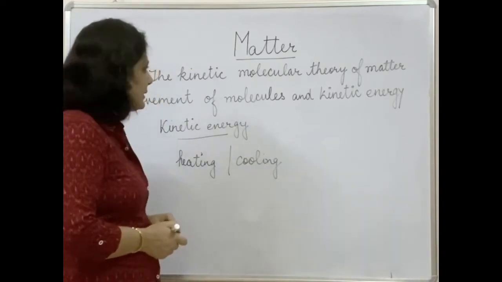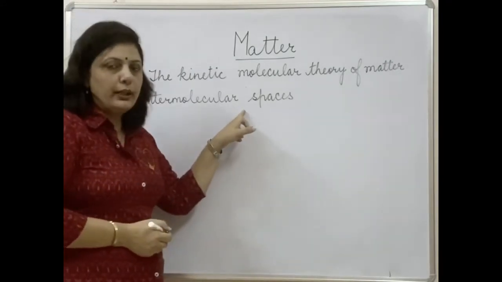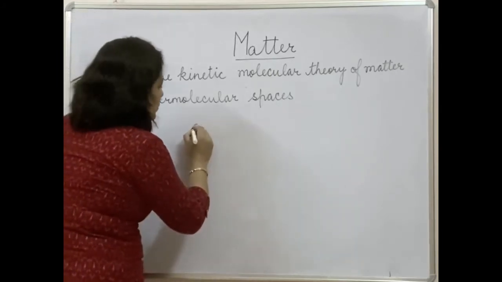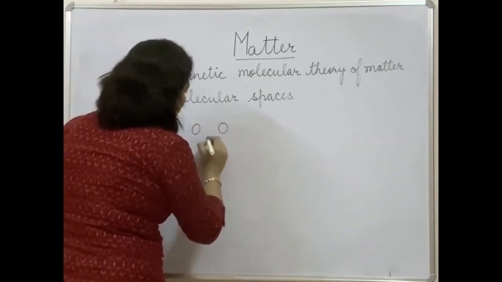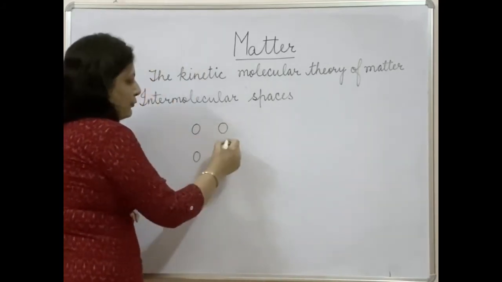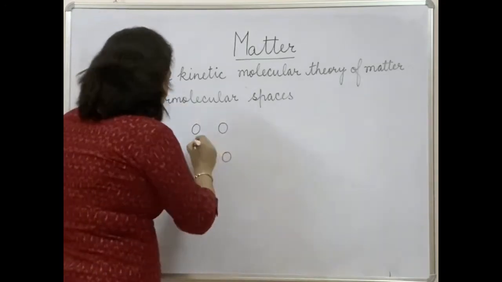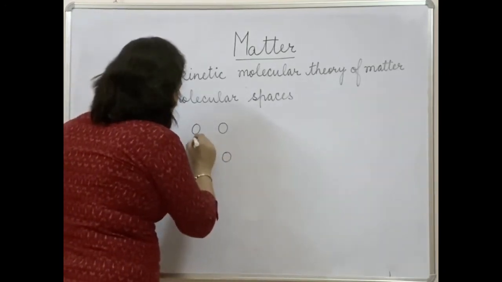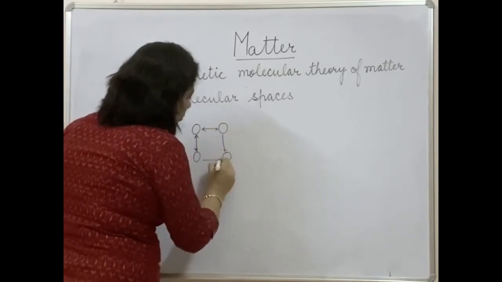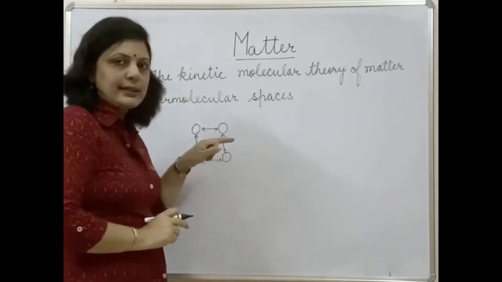So, coming to the next, here I have written intermolecular spaces. So, this is the next postulate. Intermolecular spaces means the space between the molecules of a particular matter. Like here I am taking, these are 4 different molecules of a particular matter. So the space between these 2 molecules or between these 2 molecules, wherever I see, is called intermolecular space.